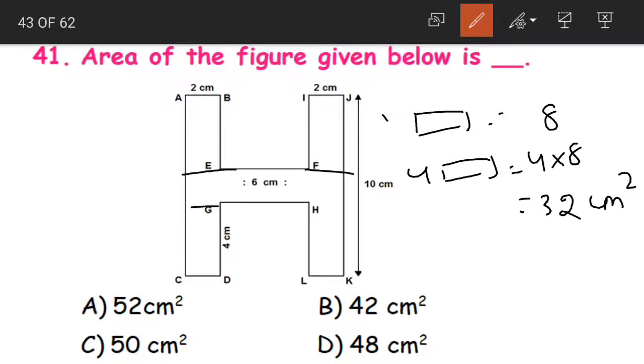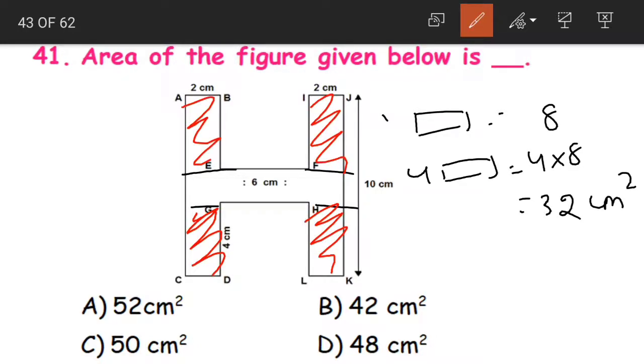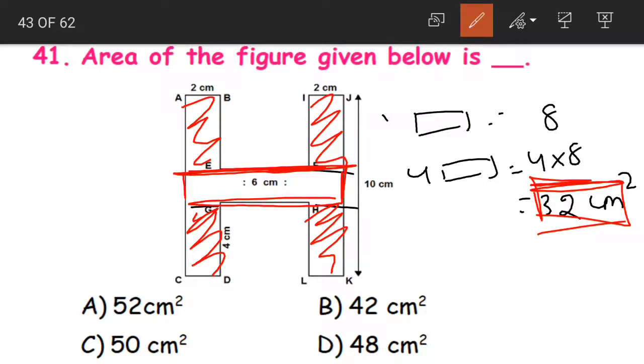See, we will color these. We have done calculating the area of these 4 rectangles. The combined area of these 4 rectangles is how much? 32 centimeters square. Now the only part that we are left with is this big rectangle in the middle. Now we have to find out the area of this rectangle. Okay, now this is a little bit tricky. Remember this, our area of 4 rectangles was 32 centimeters square.